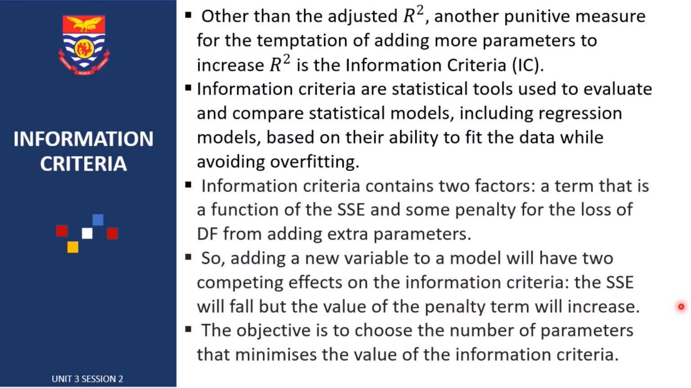So as you reduce your sum of squares by adding more parameters or more regressors, you must not forget that the penalty measure, which is the degrees of freedom, will also increase. Therefore, the number of observations in your estimation will reduce. The objective is to choose the number of parameters that minimizes the value of the information criterion.